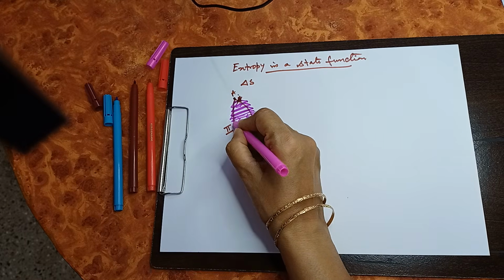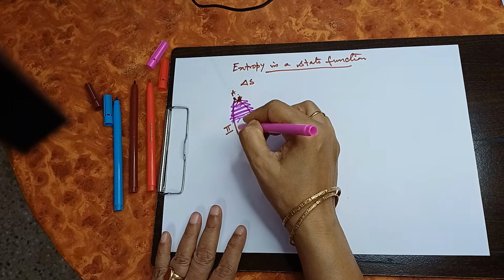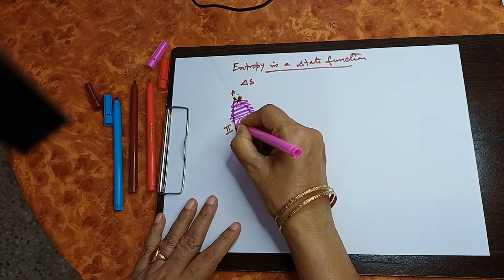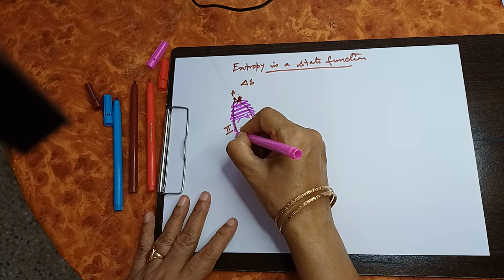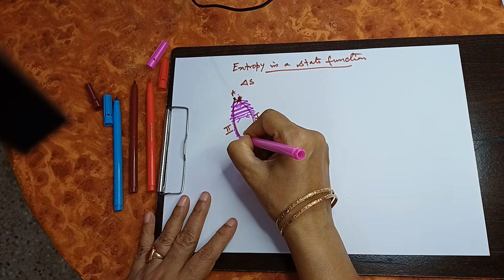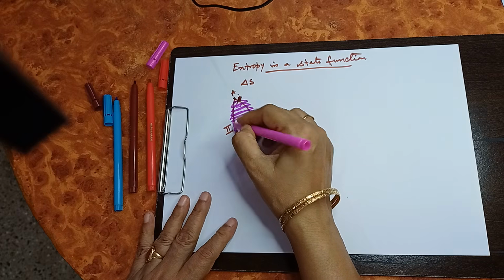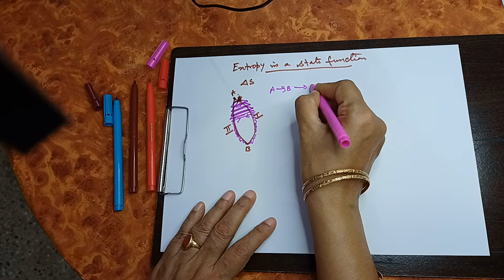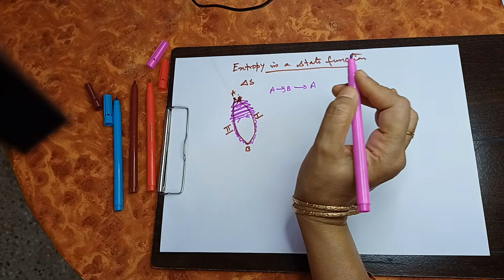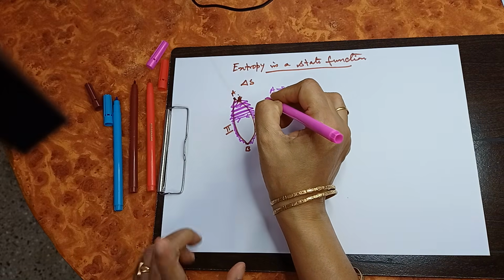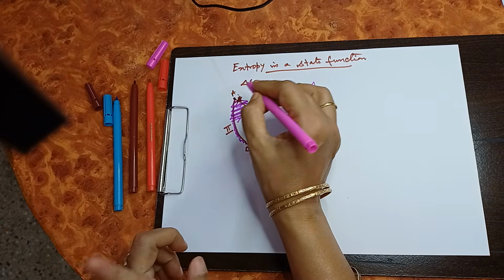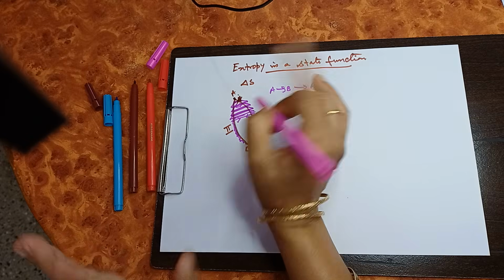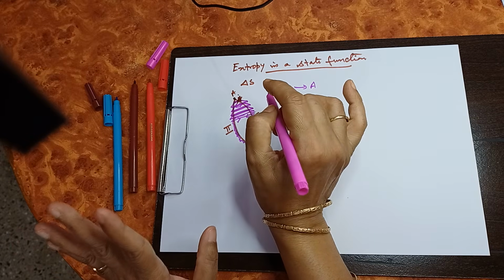This zigzag path. Now, if it consists of a large number of Carnot cycles, then the zigzag path will be very small, in the sense very close. Then this zigzag path will be almost equivalent to the cyclic path, that is A to B and then B to A. Now, we have already seen that for a Carnot cycle, the summation of Q by T, the heat exchange divided by temperature, is equal to 0.